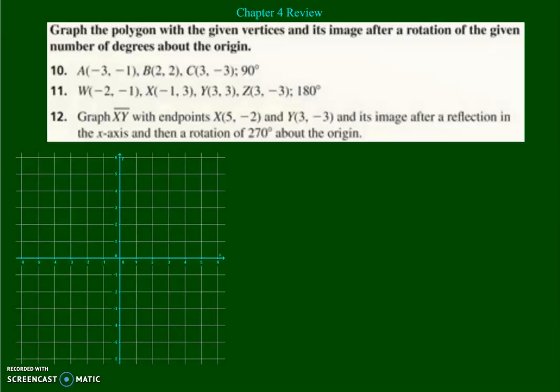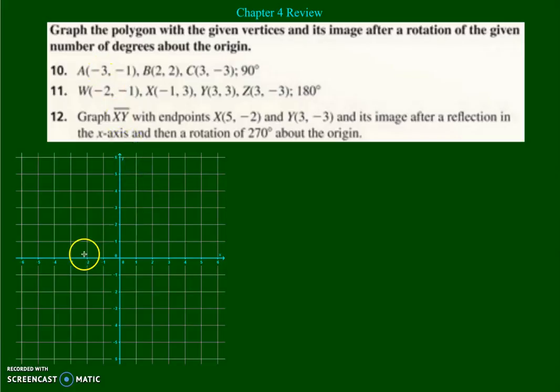This is a continuation of our Chapter 4 review tutorial, starting with problem 10. The problem statement says, graph the polygon with the given vertices and its image after a rotation of the given number of degrees about the origin. So, we have points -3, -1, 2, 2, and 3, -3. So I guess the first thing, we'll plot these points.